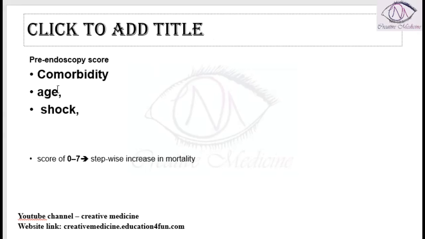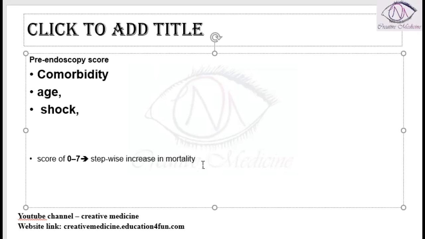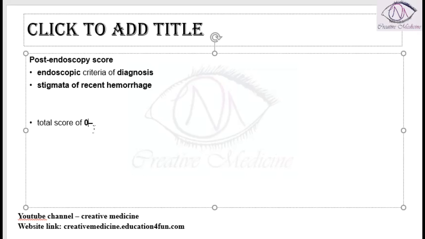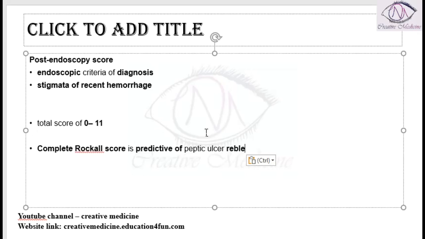The initial or pre-endoscopic Rockall scoring system is important because it predicts the mortality of the individual, or the risk of mortality is predicted, whereas the complete Rockall score, along with the post-endoscopic Rockall score, will predict the peptic ulcer rebleeding.